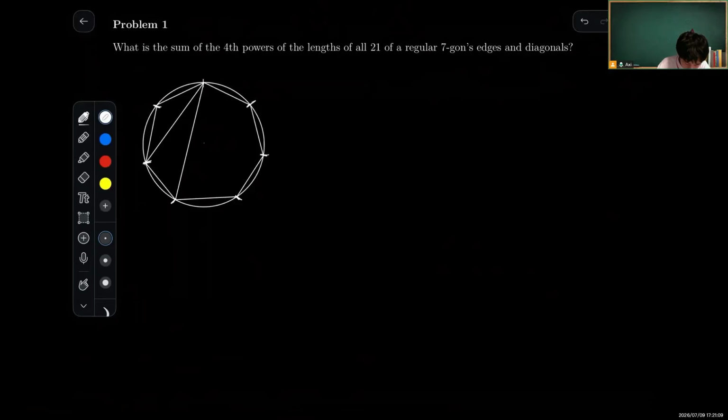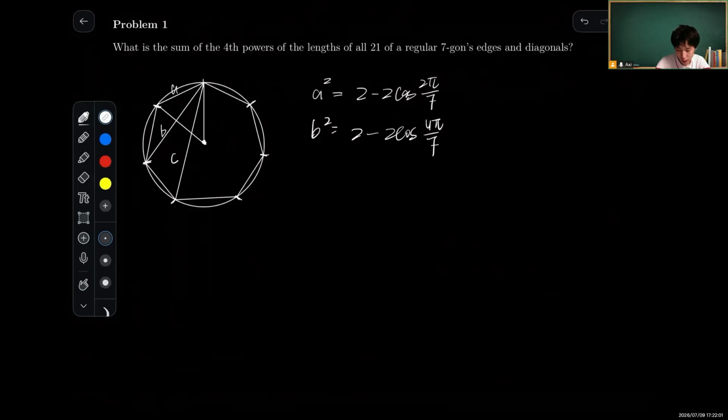After locating the center of the circle, we can connect the radii, and this forms a triangle. To find the length, we can use the law of cosines. Applying the same process to each of them, you would find that the three lengths, let's call them a, b, c, have the characteristics a squared equals 2 minus 2 times cosine of 2 pi over 7, b squared is 2 minus 2 times cosine of 4 pi over 7, and c squared is 2 minus 2 times cosine of 6 pi over 7. That essentially is the geometry part of this problem.